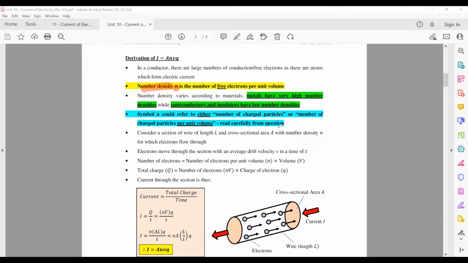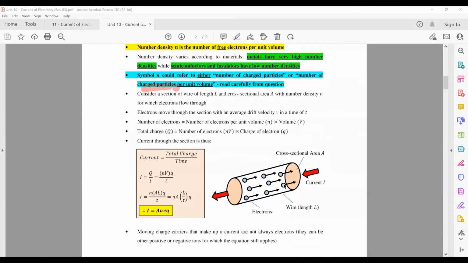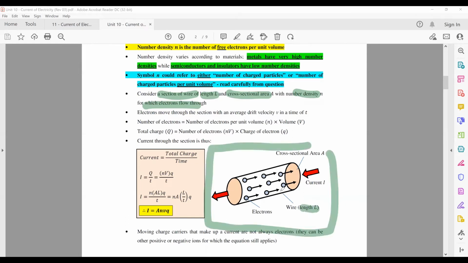Now, how do you derive the equation I equals nAvq? First, you consider a section of wire of length L and cross-sectional area A with number density n, through which electrons flow. This is your wire. It has a length of L, a cross-sectional area of A, and a certain value of number density. When current flows, electrons will move through the section with an average drift velocity in a time of t.